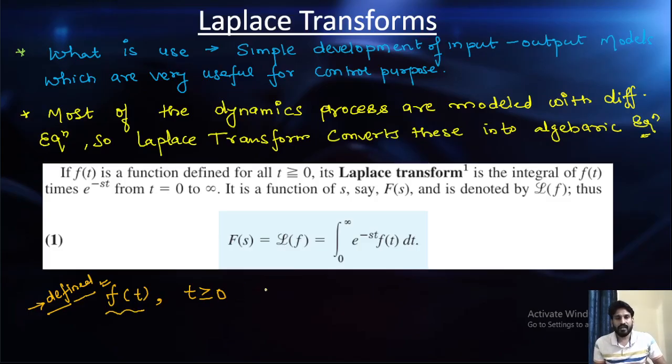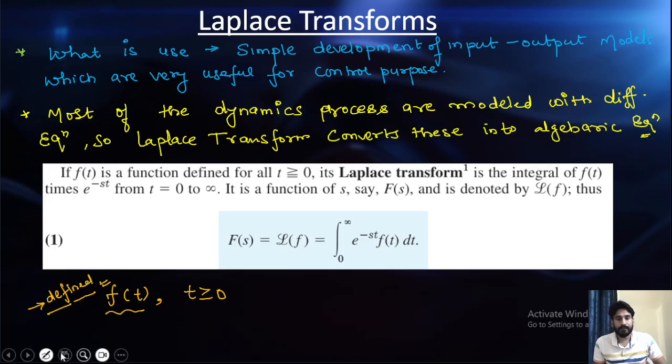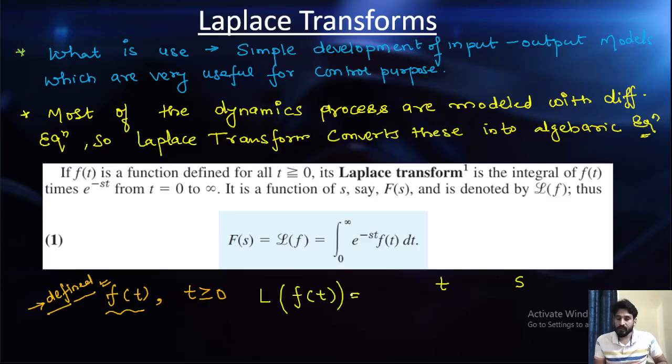Just try to understand it. I have two variables, one is t and one is s. I'll tell you what all these are. Now I want to take the Laplace of f of t. How can we do this? Laplace is an integral transformation of a function.